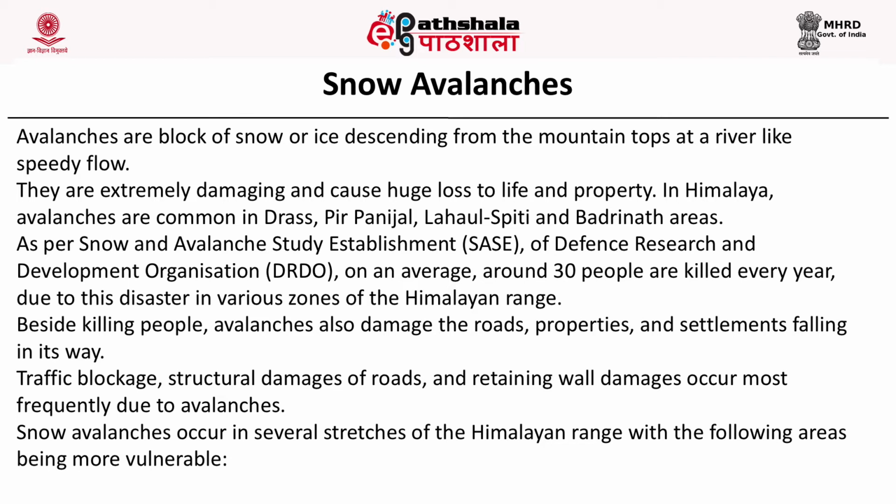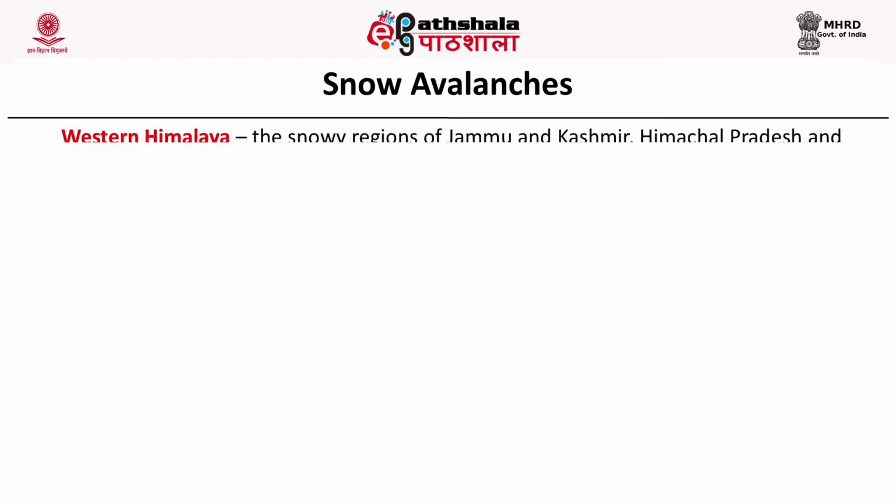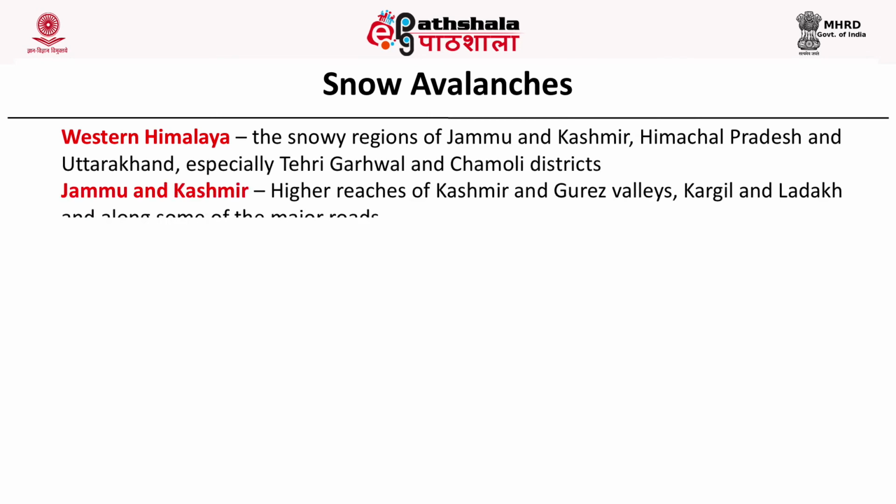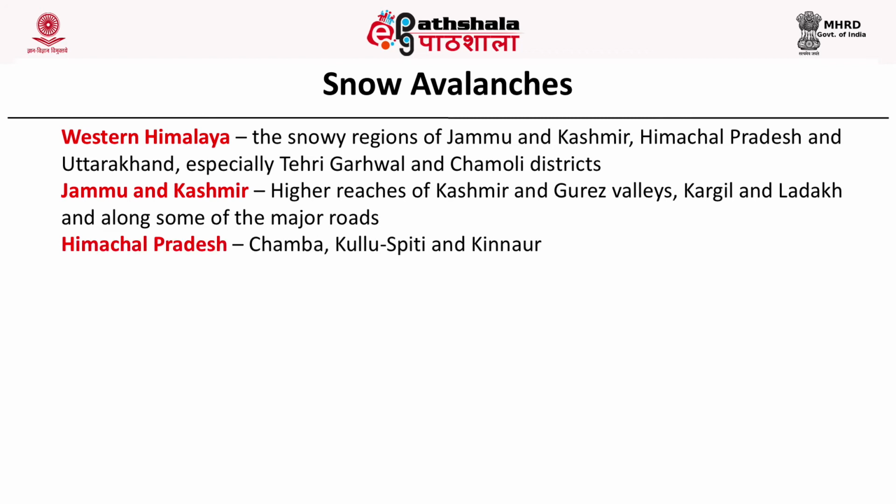Snow avalanches occur in several stretches of the Himalayan range, with the following areas being more vulnerable. The first one is the Western Himalayas, that includes the snowy regions of Jammu and Kashmir, Himachal Pradesh and Uttarakhand, especially the Tehri Garhwal and Chamoli districts. The next is the Jammu and Kashmir region, which includes the higher reaches of Kashmir and Gurez valleys, Kargil and Ladakh, besides some of the major roads. The last one in this is Himachal Pradesh, which includes Chamba, Kullu, Spiti and Kinnaur.